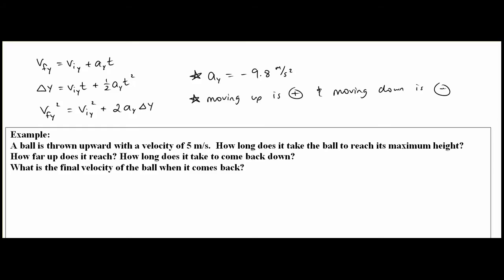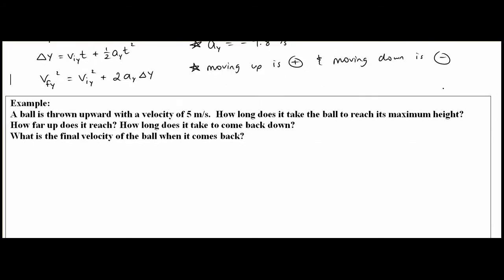And so these are actually coming from your Haiku PowerPoint, and I'm just going to do them here on the screen for you. So this first one says that a ball is thrown upward with a velocity of 5 meters per second. How long does it take the ball to reach its maximum height? How far up does it reach? How long does it come back down? And then what's the final velocity of the ball when it comes back?